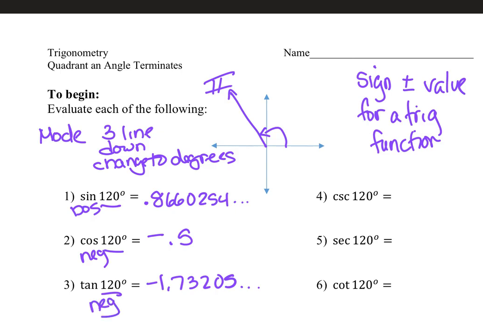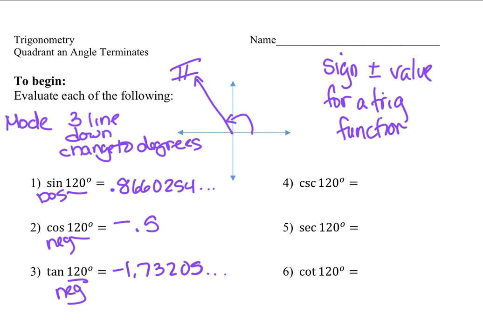And that means that whatever angle we have, if we end in quadrant 2, sine is always going to be positive, and cosine and tangent are going to be negative. That also means their reciprocal functions will have the same sign, because when we take a reciprocal, we do 1 over the sine of 120, which is 1.1547, blah, blah. And as you can see, this is positive.